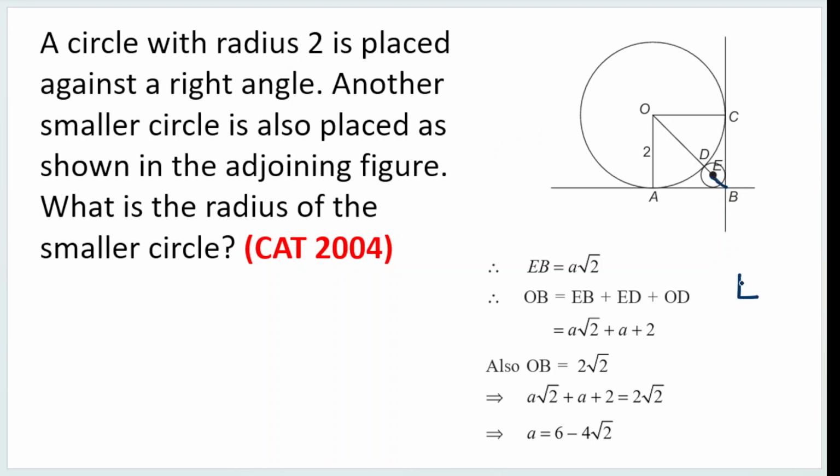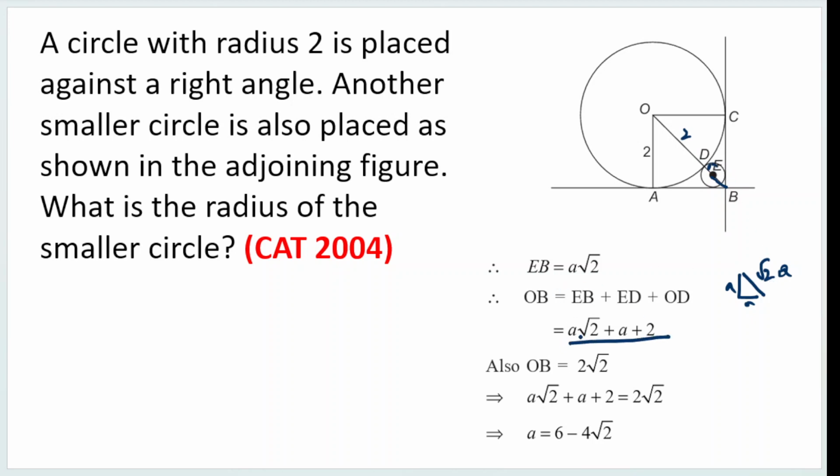If this is A and this is A, then EB would be root 2 A. EB will be root 2 A. And what is DE? DE is equal to A because that is the radius. OD is equal to 2. So OB is this 2 plus this radius A plus root 2 A.